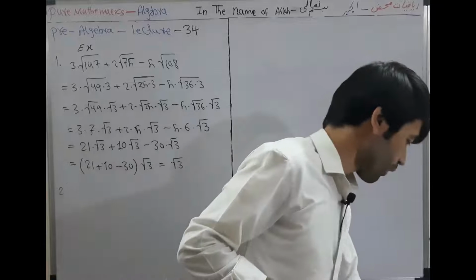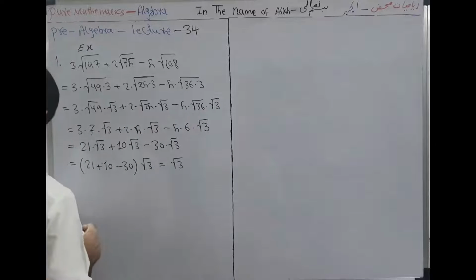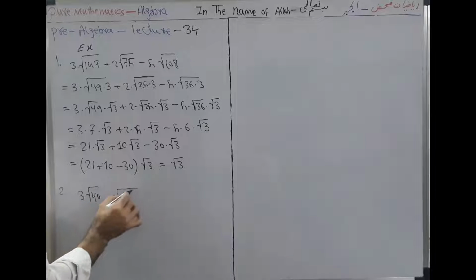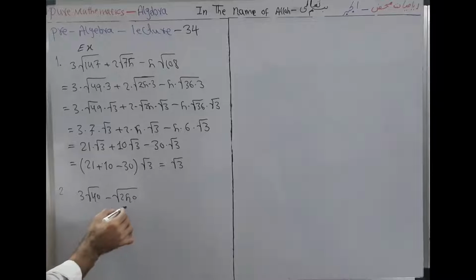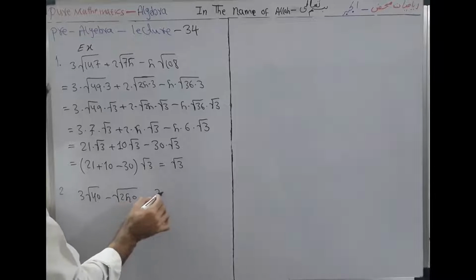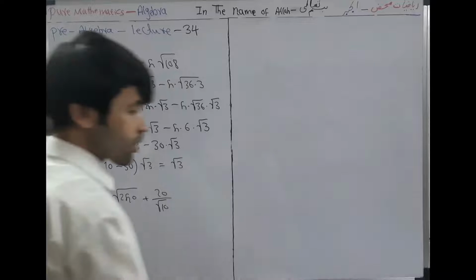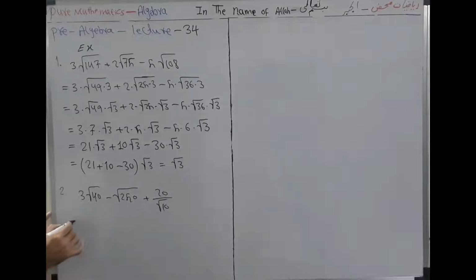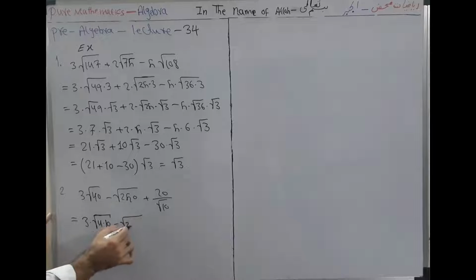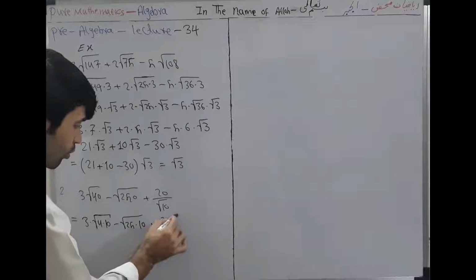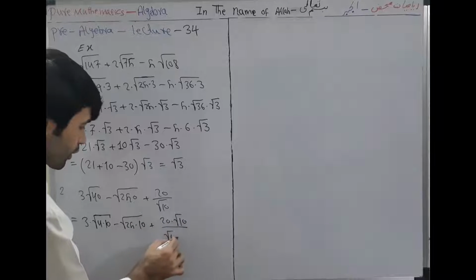Question 2, 3 into square root of 40 minus square root of 250 plus 20 over square root of 10. We want to simplify this question. We get 3 into square root of 4 into 10 minus square root of 25 into 10 plus 20 into square root of 10 over square root of 10 into square root of 10.